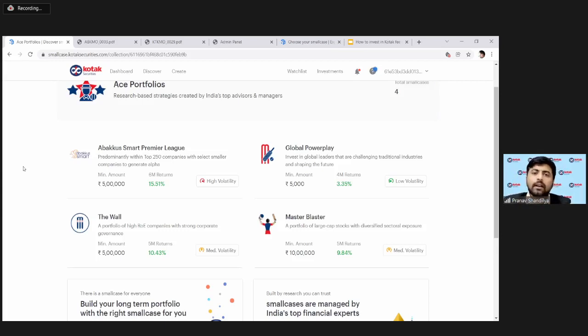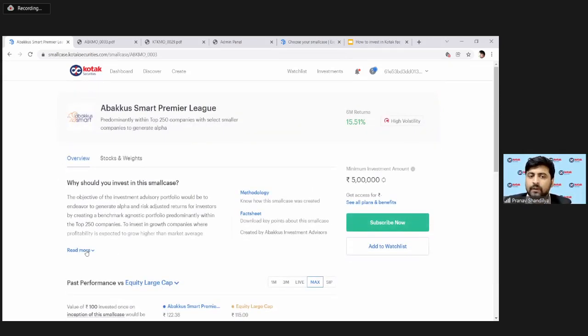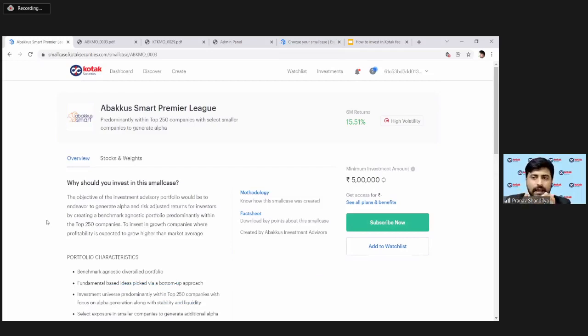So let us take a look at the first basket in question, which is the Abacus Smart Premier League. I'll be explaining each of these particular baskets in detail, and we'll be going through why it is important to understand this. So the name of the small case will be mentioned here. As we know, it is Abacus Smart Premier League. What it does will be mentioned in one line over here.